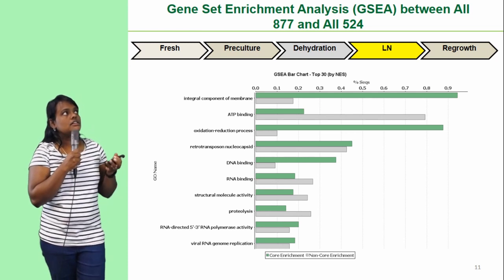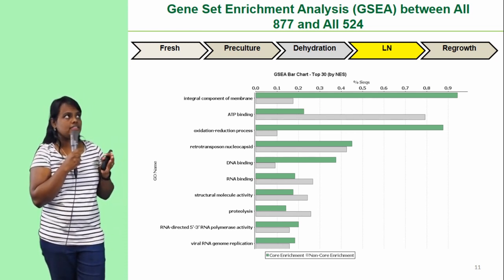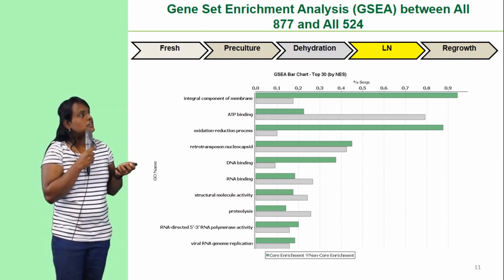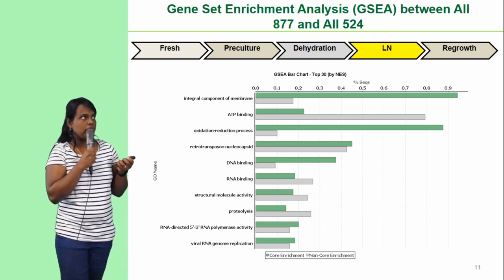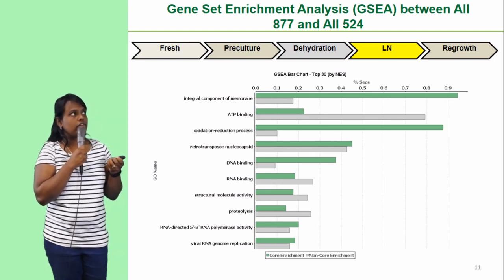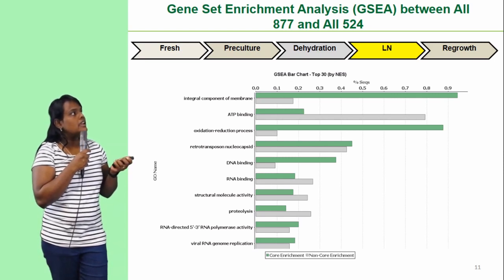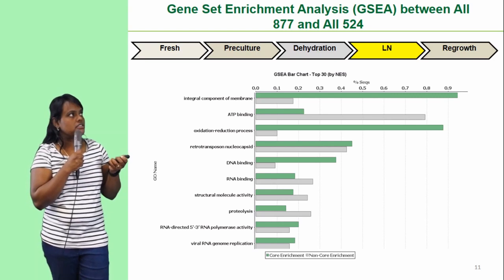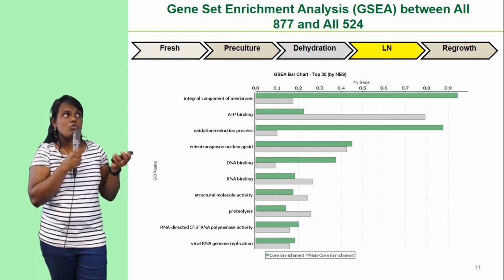Now we will see the enrichment analysis of Allium 524 and 877 after liquid nitrogen treatment. There are specific GO terms which are enriched. The first one is the integral component of membrane. This GO term is strongly enriched in Allium 524 compared to 877. The second one is ATP binding. ATP binding seems to be less enriched in 524, and oxidation reduction process is more enriched.